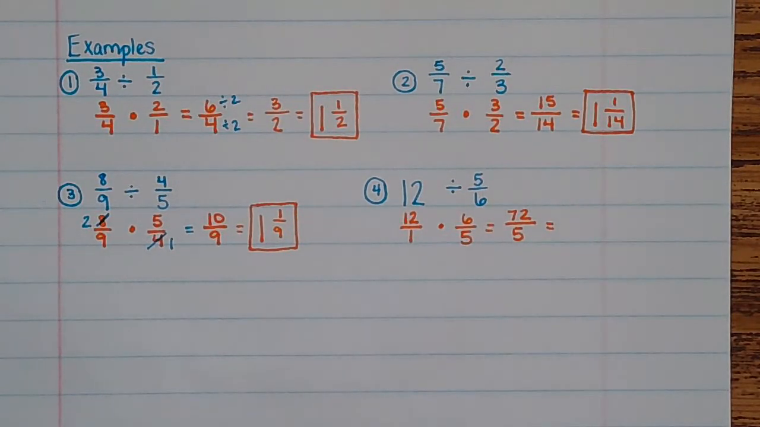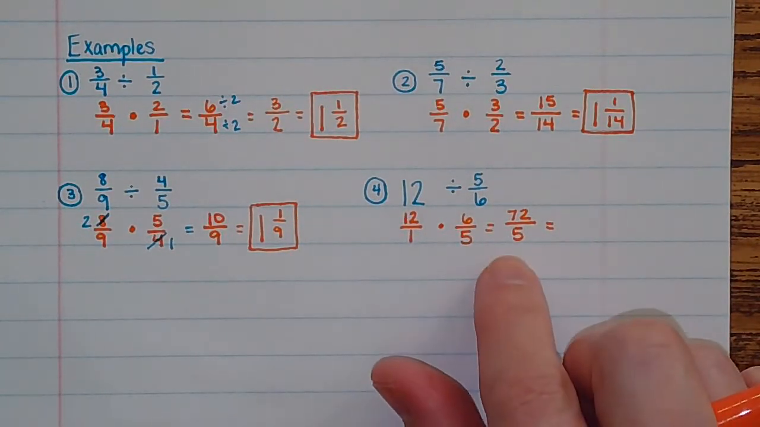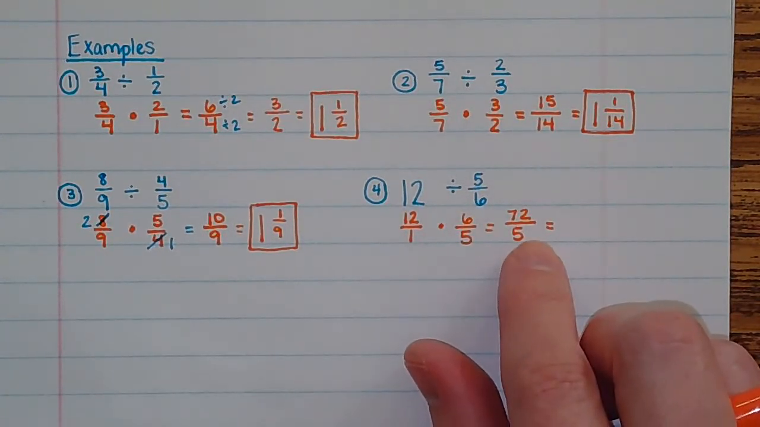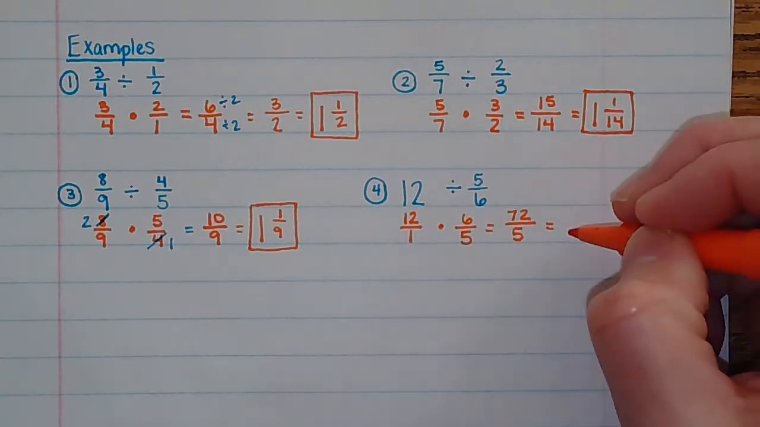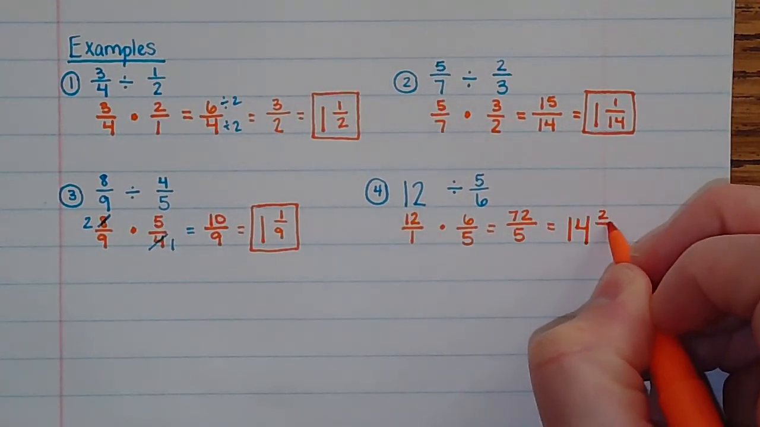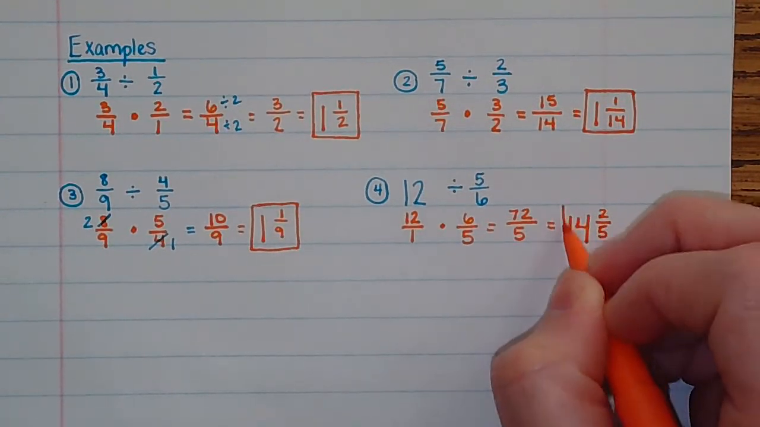Okay, if you want to leave it like this, you can, but if they want it as a mixed number, then you have to convert that to a mixed number. And if you do, it will be 14 2/5. Okay?